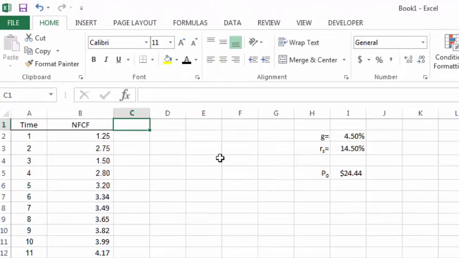Anyway, 24.44. Wow. With that kind of money out there, 500 years. Of course, we're discounting it at 14.5% per year, so that's half of our battle.